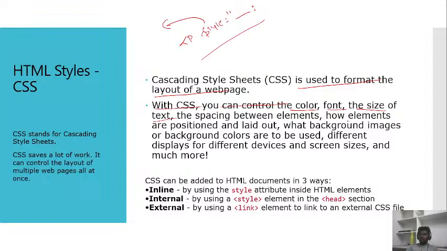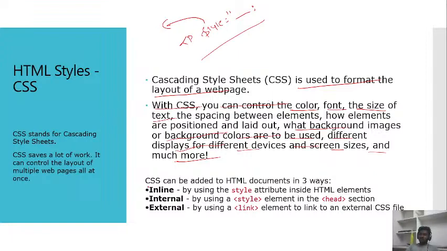Okay, the spacing between the elements, how the elements are positioned and laid out, what background images and background colors are going to be used, different displays for the different devices and screen size. So these things and all are going to be customized by using cascading style sheets. Okay, so CSS saves a lot of work. It can control the layout of multiple pages all at once.